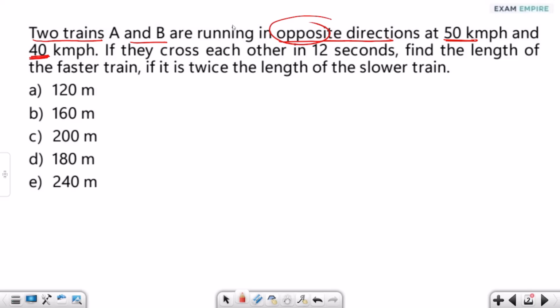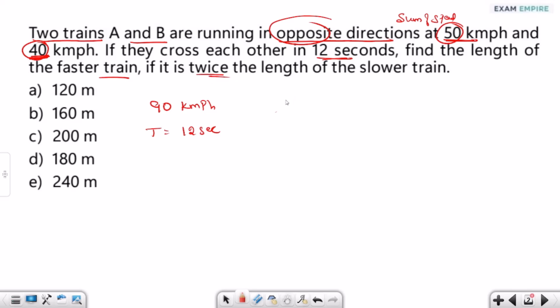When two trains are running in opposite directions, what will be the relative speed? The relative speed will be the sum of the speeds. So what will be the relative speed of both the trains? It is 50 plus 40, 90 km per hour. If they cross each other in 12 seconds, so the time taken is 12 seconds. Find the length of the faster train if it is twice the length of the slower train.